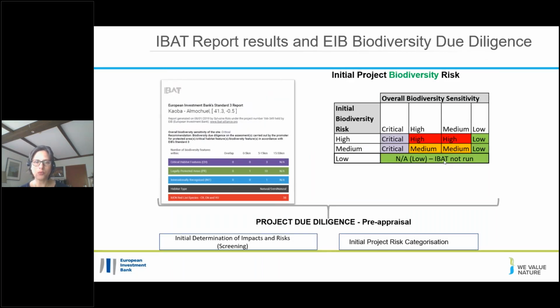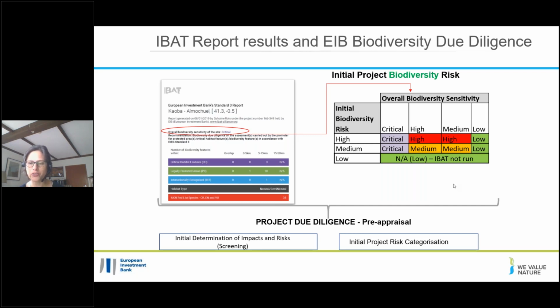So this is just an illustration of how that initial biodiversity risk is obtained. You have on the left-hand side the biodiversity report, and on the right-hand side you have the initial biodiversity risk that we derive from the Environmental Performance Index, also the sector and the country, and the land use change information we get from the promoter, and then the overall biodiversity sensitivity, and then you get this matrix, and that matrix will then inform our biodiversity risk.